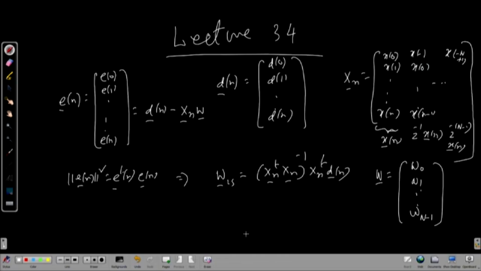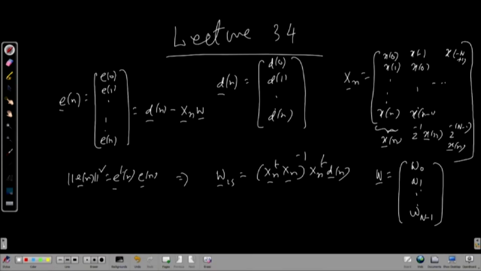But there is no explicit use of R matrix, that is input autocorrelation matrix, or P vector, that is the cross correlation vector between x of n vector and Dn. That is why we do not have to make any approximation like we did in the case of LMS, where R and P were replaced by so called bad estimates, and we paid the price that convergence was not absolute, but it was only in the mean.